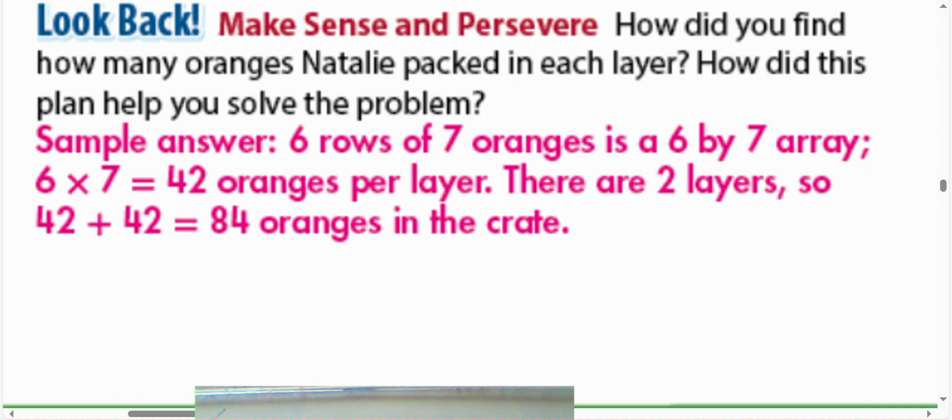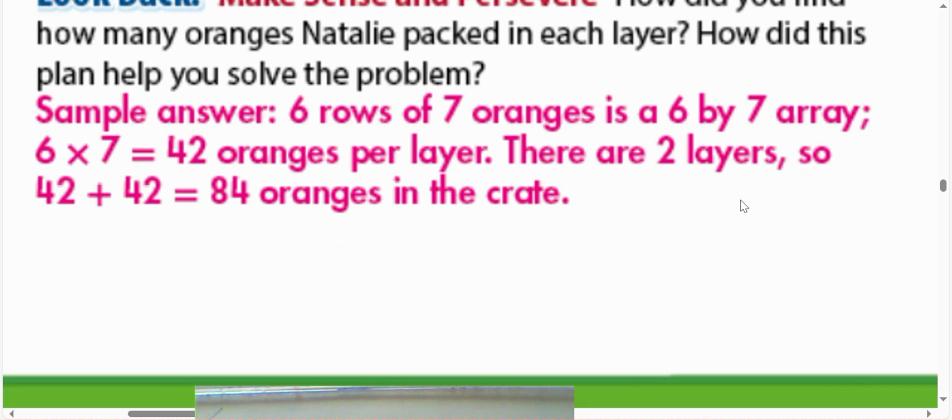Look back. How did you find how many oranges Natalia packed in each layer? How does this array help you to solve the problem? We have 6 rows of 7 oranges. Each row contains 7 elements. Each element here is an orange. It is a 6 by 7 array. 6 times 7 is 42 oranges per 1 layer. There are 2 layers in the example. So we have 42 times 2, or twice 42, equals 84.